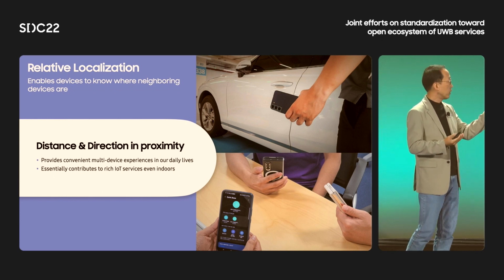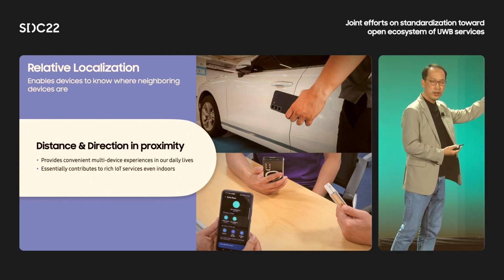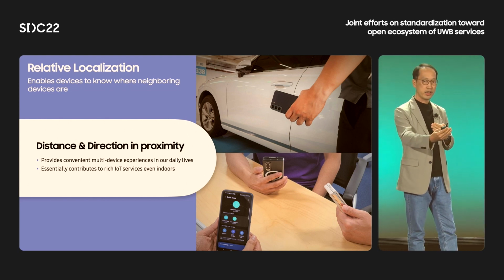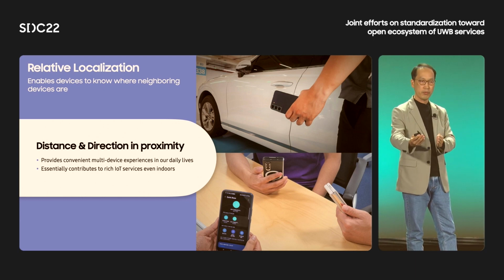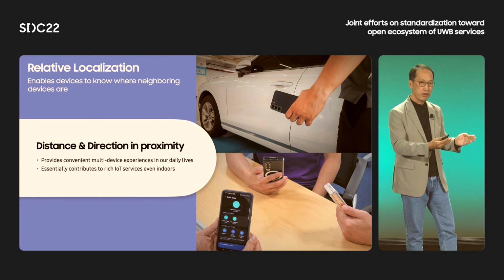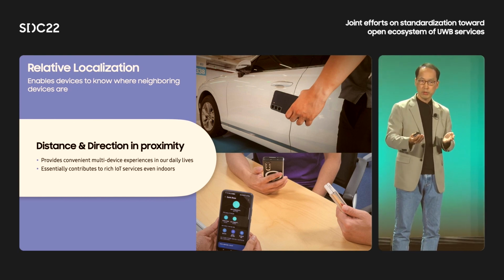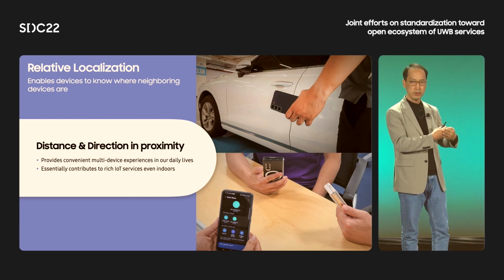So here are some examples. One example is digital car key. It measures the precise distance and direction from a car to the owner's smartphone, and determines whether to allow unlocking doors or starting the engine based on the relative location.